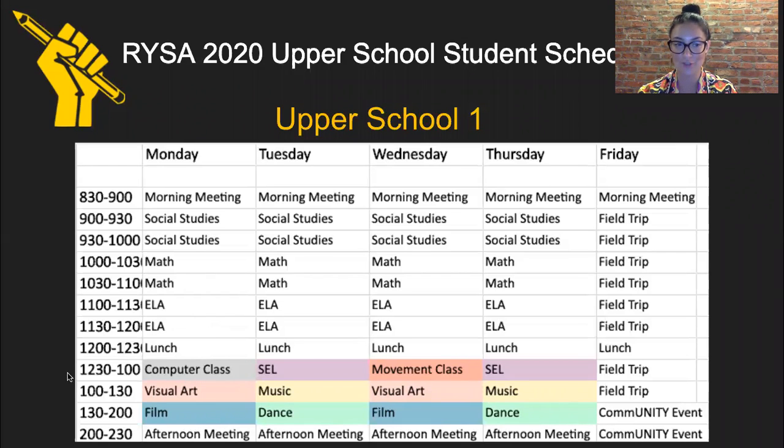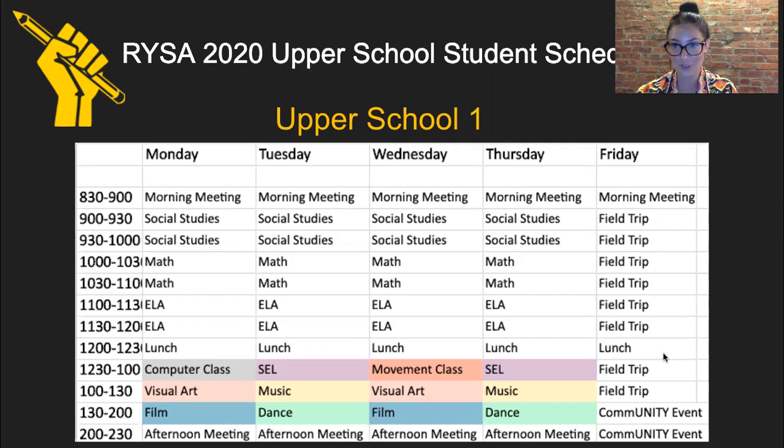Thereafter, you notice the afternoon schedule. From 12:30 to 1 on Mondays is computer class, on Tuesdays and Thursdays is social emotional learning or SEL, and on Wednesdays is movement class. From 1 to 1:30 on Mondays and Wednesdays, visual arts, on Tuesdays and Thursdays, music class. From 1:30 to 2 on Mondays and Wednesdays is film, on Tuesdays and Thursdays is dance, and upper school students do have an afternoon meeting from 2 till 2:30, Monday through Thursday.